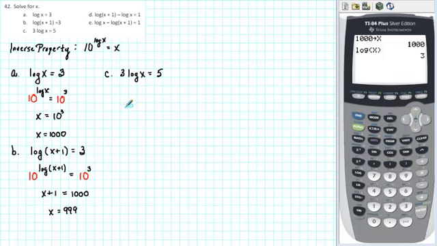For part C, we're asked to solve the equation 3 times the logarithm of x is equal to 5. Our strategy is going to be to isolate the logarithm, and then we'll exponentiate both sides base 10. So first of all, divide both sides by 3, and that gives us the logarithm of x is equal to 5/3. Now exponentiate both sides base 10. Using the inverse property, the left side simplifies to x, and the right hand side we'll just leave as 10 to the 5/3 power.